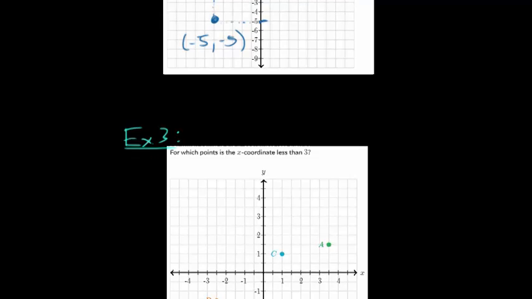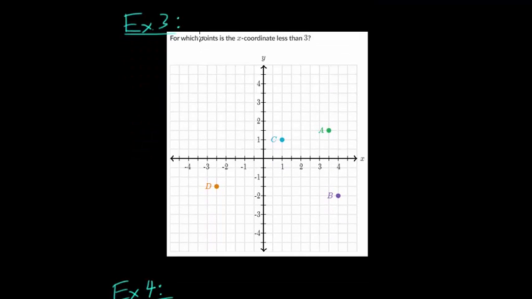So moving to a different type of problem. Now we want to know for which points is the x-coordinate less than positive 3. So we're going to find an x-coordinate of 3, and we're looking for any points that have an x-coordinate less than that. So basically what I'm going to do is draw a line at x equals 3, and any points that are to the left of this would have x values less than 3. For instance, C and D.